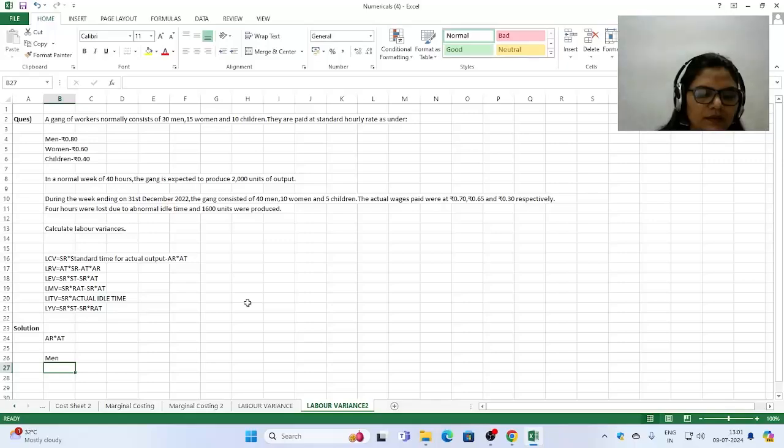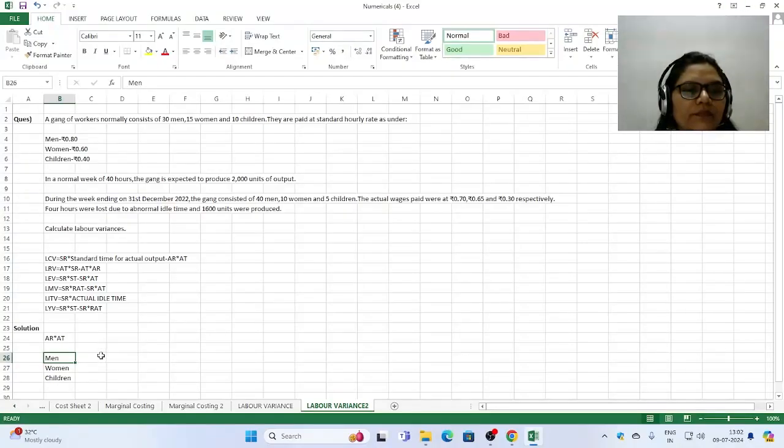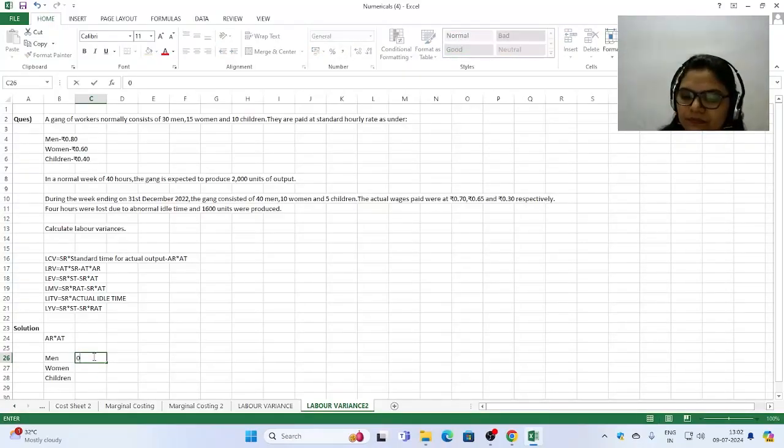Men, women, children. Men, we all know, actual rate for men, women, and children. It's given in the question. We will copy 0.70, 0.65, 0.30.